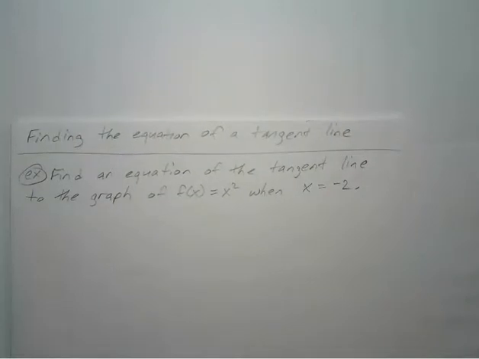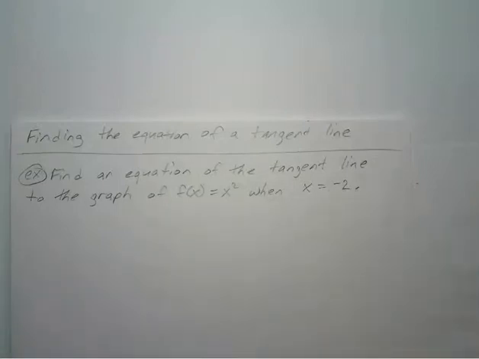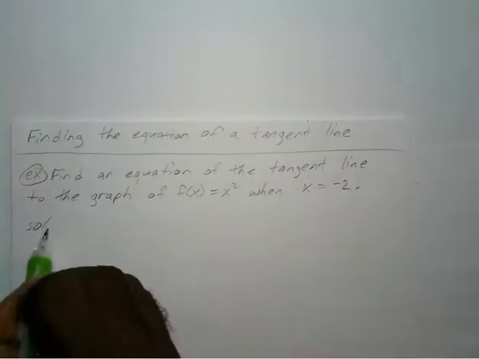Okay, and that's finding the equation of a tangent line. Okay, so what if we want to find an equation of a tangent line to the graph of f of x equals x squared when x is equal to -2?